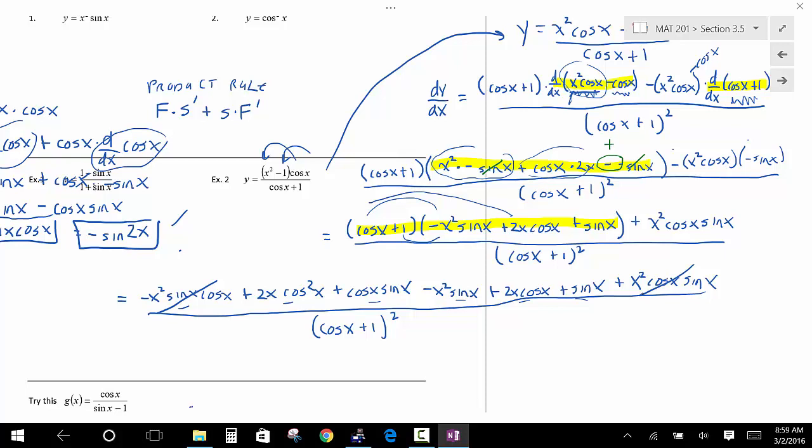I don't see anything. What's that? No, I think they're all different. 2x. See, this is a 2x cosine squared x. That's a 2x cosine x. So everything's different. Okay. All right.